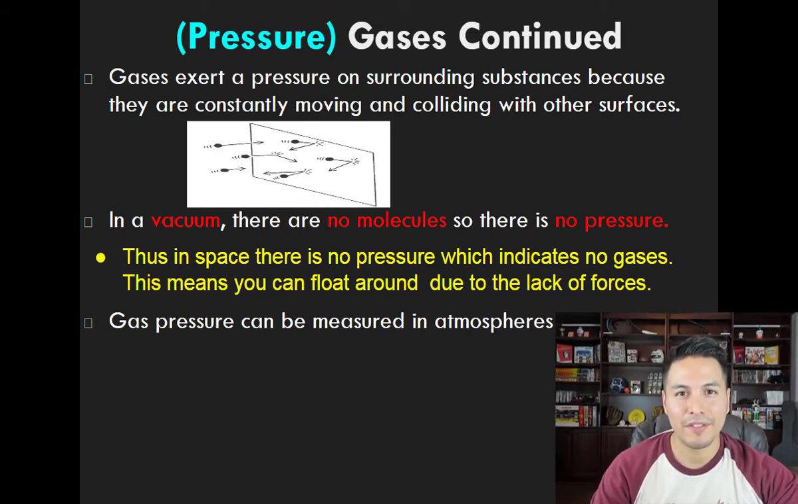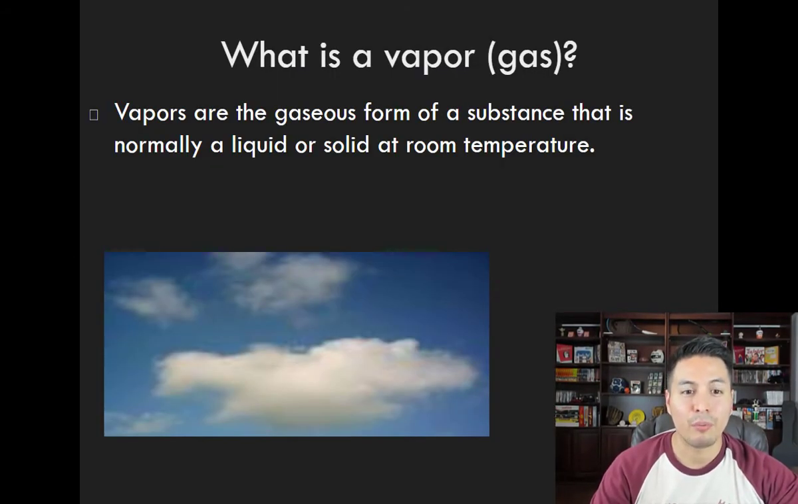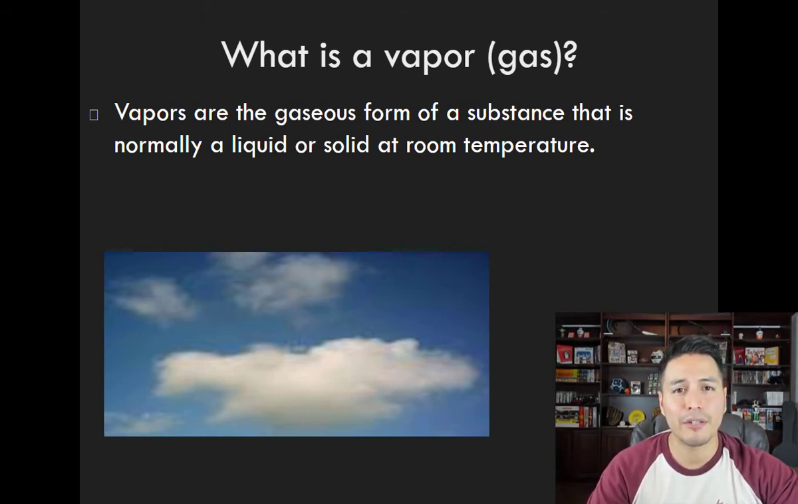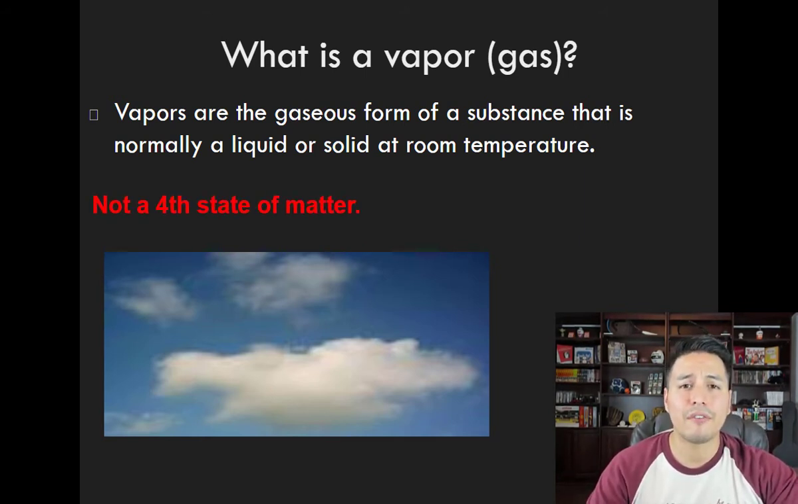Alright, let's go ahead and move on to vapor. So what is vapor? Vapors are the gaseous form of a substance that is normally a liquid or solid at room temperature. What this means is that you can vaporize a liquid, which is just turning it into a gas. You can also do the same thing for a solid. You can vaporize a solid and turn it into a gas as well. So basically, vapor is simply a gas. Now, vapor is not a fourth state of matter, so don't get the two confused.